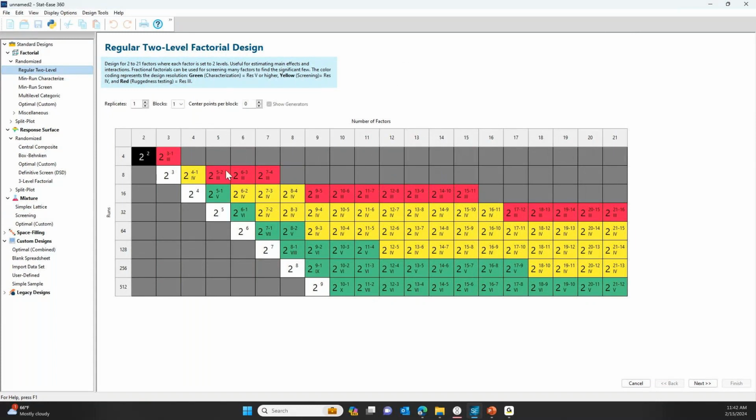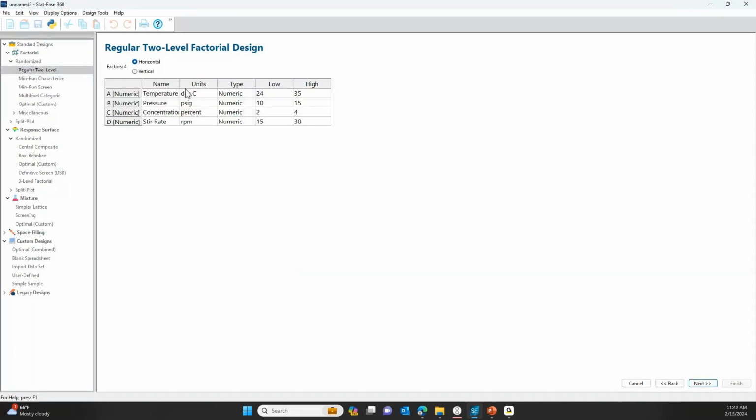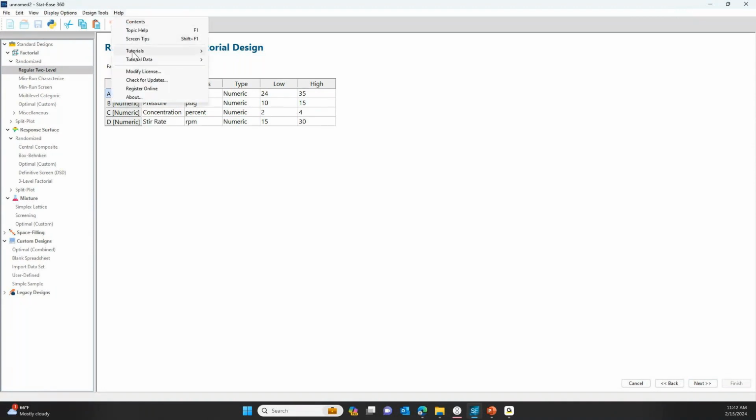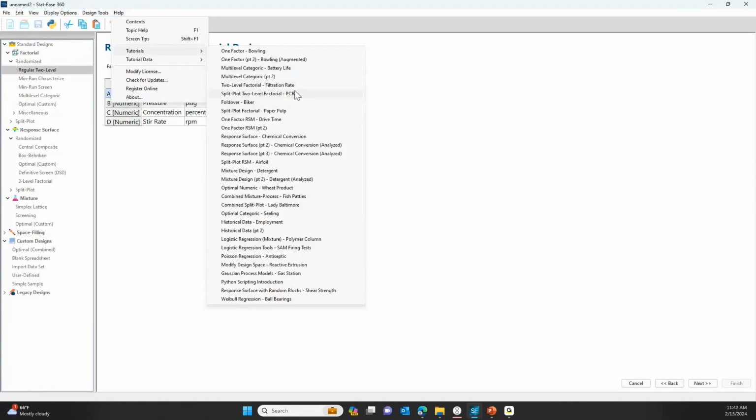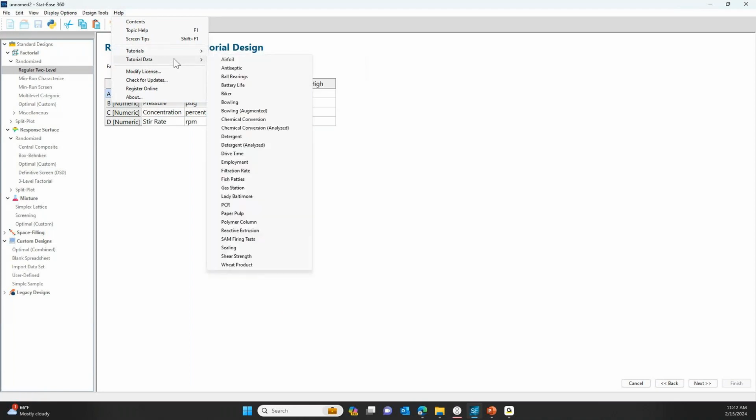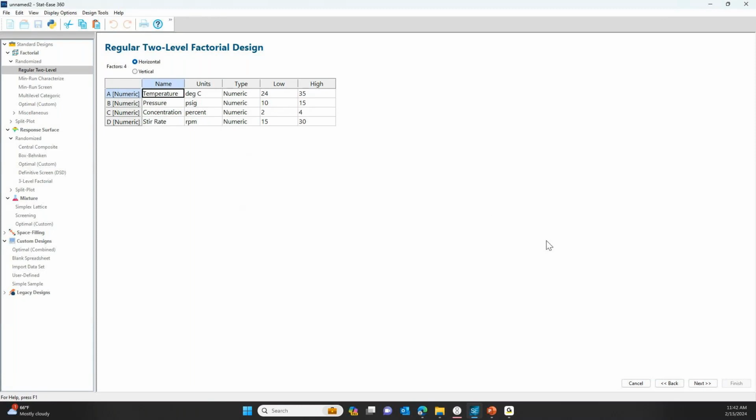So here we are. I have 4 factors. I will click next. I have them entered here, right? Everything that was in the slide handout, and that you can find if you come into Help, Tutorials. What's this one? I say this is 2-level factorial filtration rate. You could click on that and get the script for this exercise. And you could go to tutorial data, come down to filtration rate and get the data set for this. But anyway, so you could follow along.